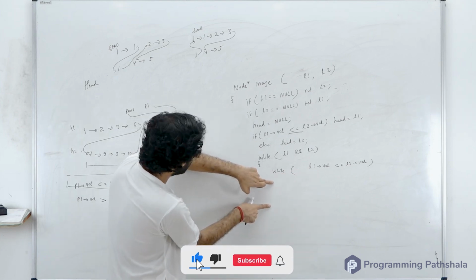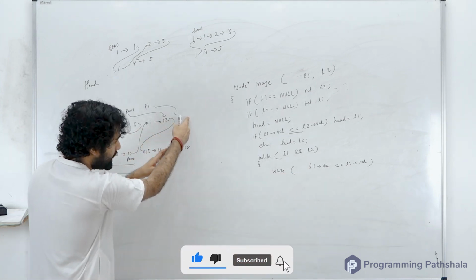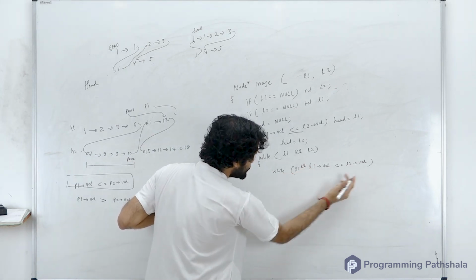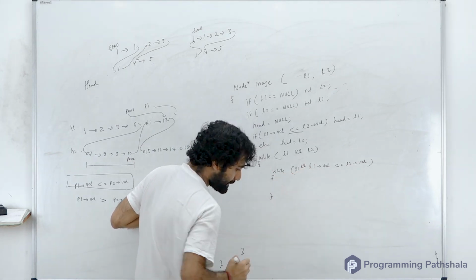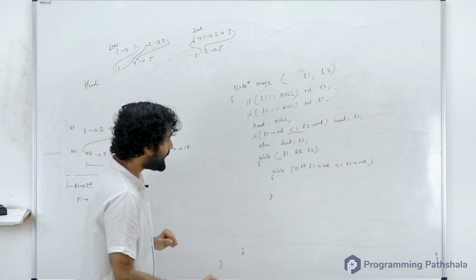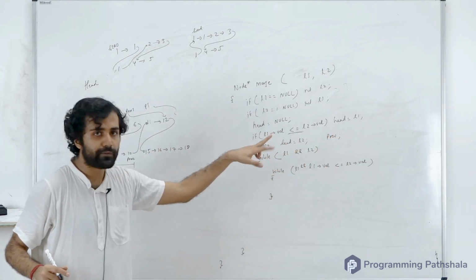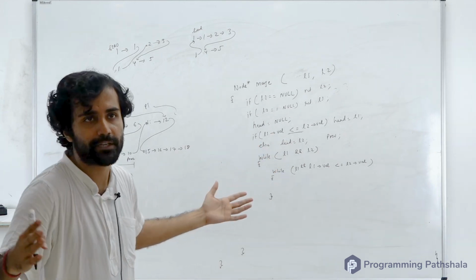Because in this while loop, it can happen that your L1 reaches null. So while my L1 is not null and this thing is true, till that time I'll keep doing something. Okay, and let us have a previous pointer also. I can get my job done with one previous pointer also. I don't need previous one and previous two.